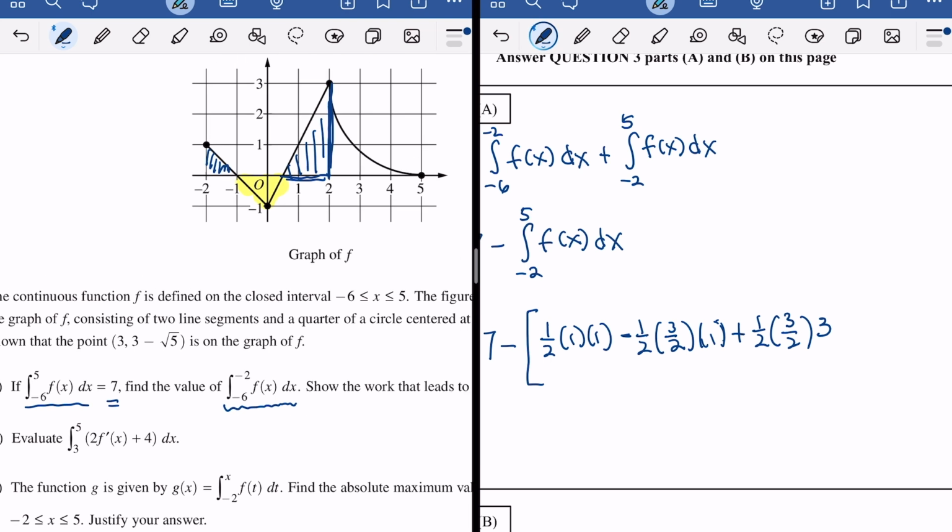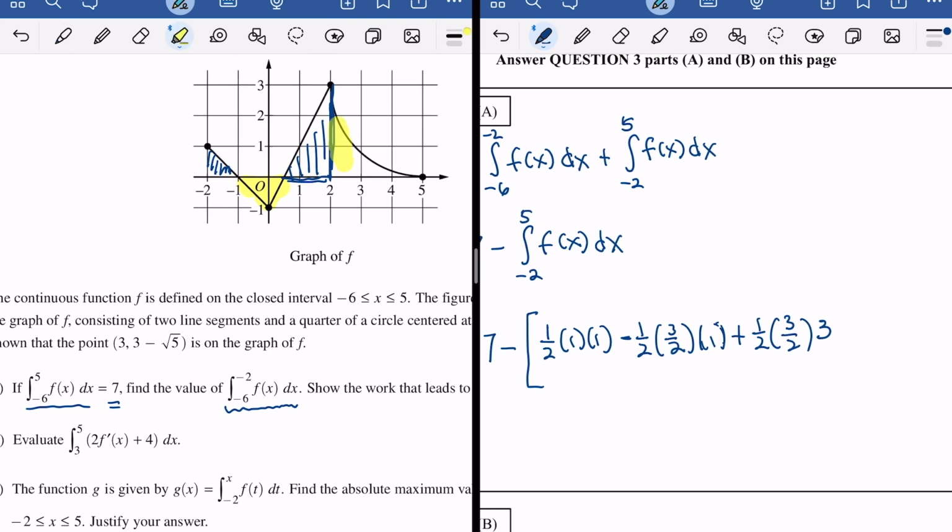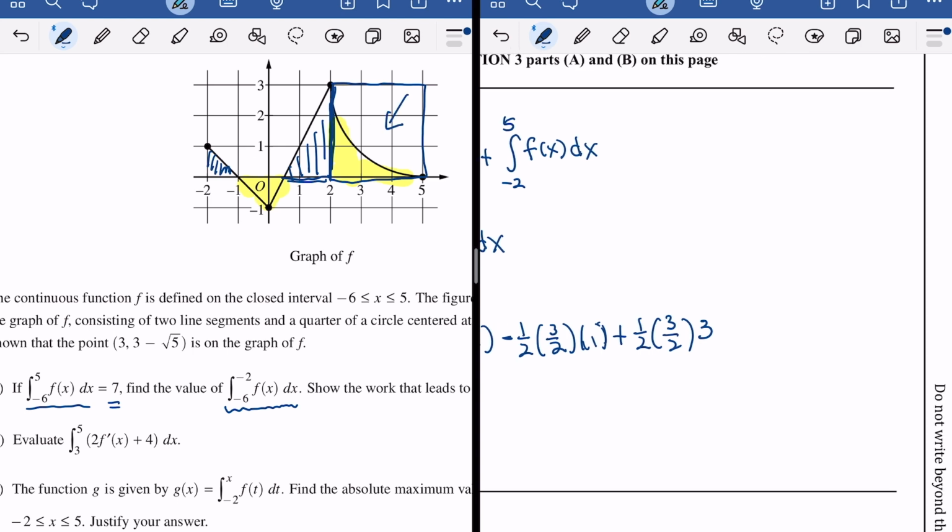So that's that triangle. And then the last one, we want to find the area under this curve, which I can find using the square, subtracting our quarter circle here, which will give you this yellow area. So what we're going to do is add in the square. That's base times height, 3 times 3, which is 9. Subtract the quarter circle. The quarter circle is 1/4 pi r squared. The r in this case will be 3 as well.